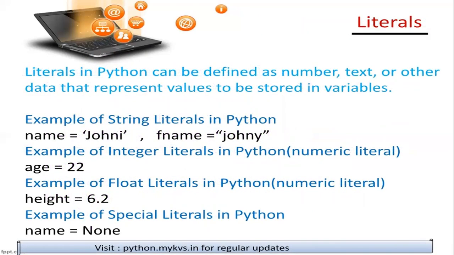Next was literals. What are literals? Literals in Python can be defined as numbers, text, or other data that represent values that have to be stored in a variable. You can see there are some examples given on the screen. There are many types of literals and they've given you an example of all of them.